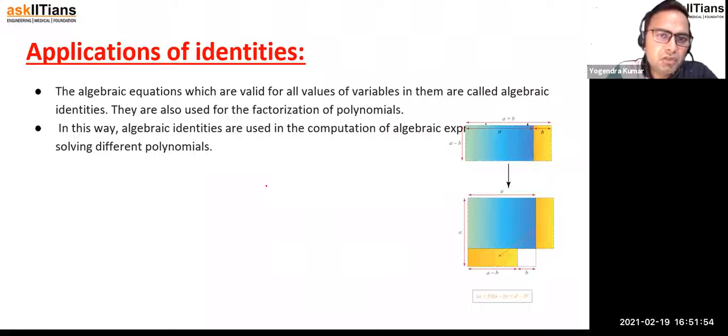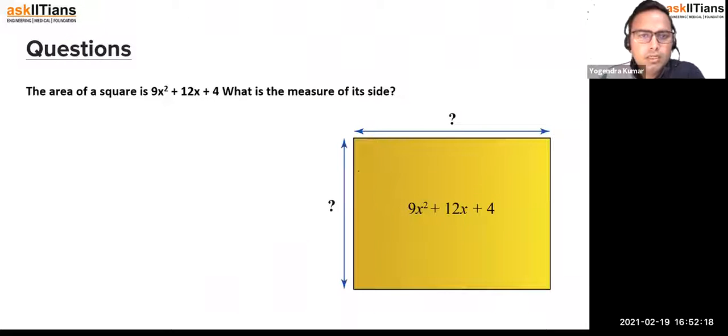Okay, applications of identities. The algebraic equations which are valid for all values of variables are called algebraic identities. They are also used for factorization of polynomials. So in this way, algebraic identities are used in computation of algebraic expressions and solving different problems.